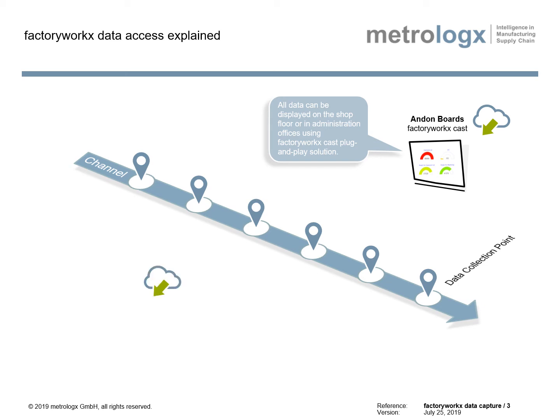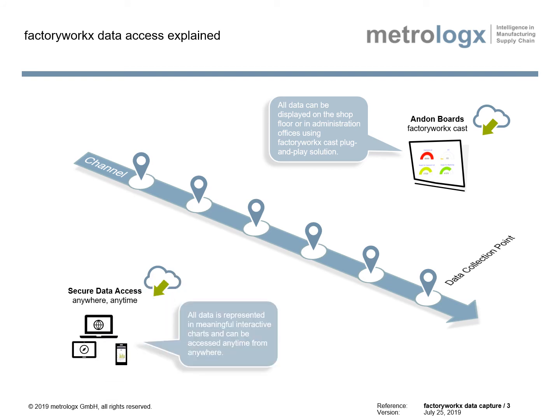Mobile devices like smartphones, tablets, laptops, or stationary PCs with internet connection can be used to pull the information of interest or to browse interactive charts and management dashboards. The next slide will summarize the factoryworkx data capture and access capabilities.